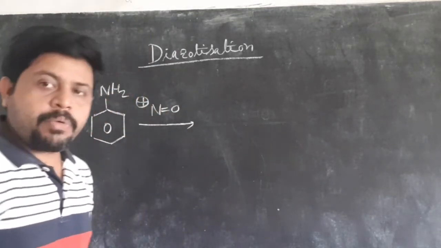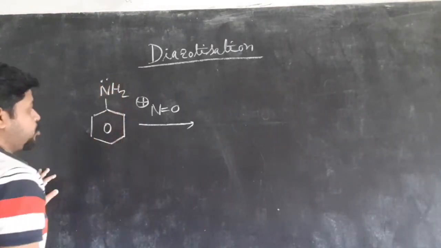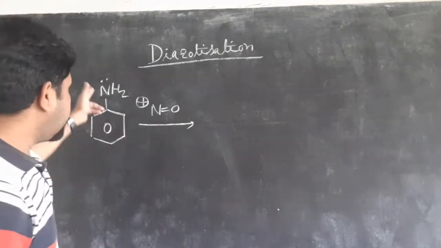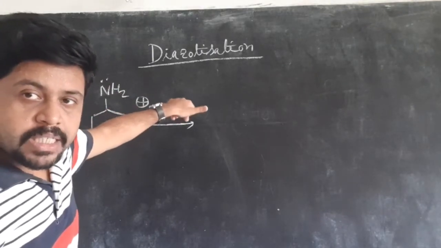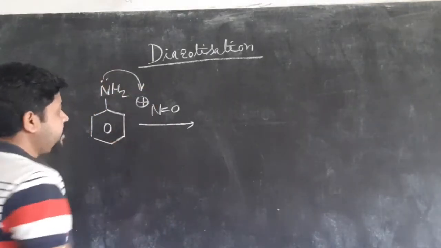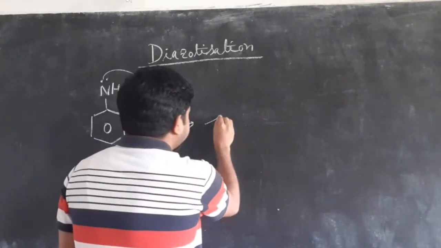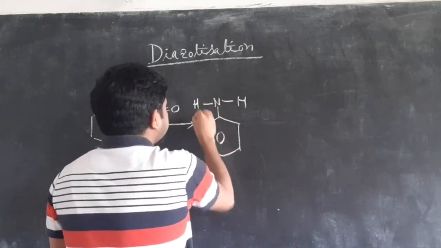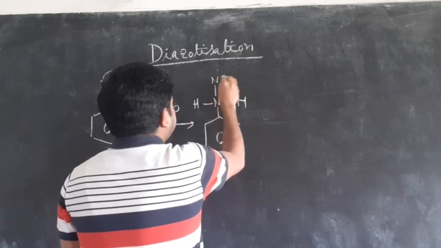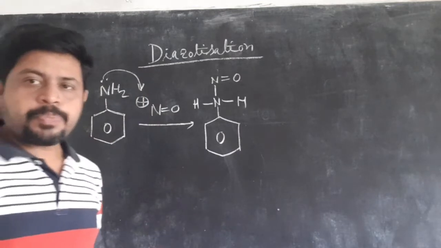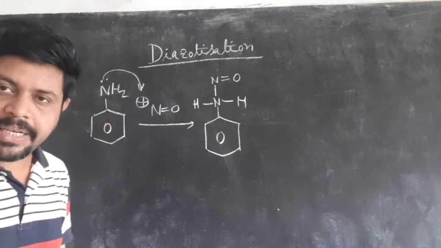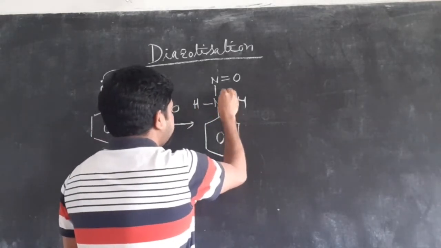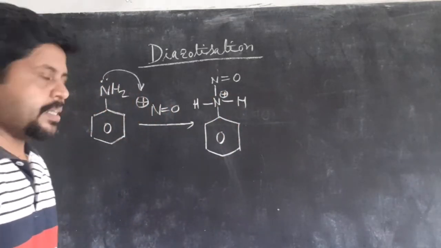What will happen? Everybody will know nitrogen has a lone pair of electrons, and in this NO+ the nitrogen is positive, electron deficient. So definitely this lone pair will be donated towards this nitrogen plus. Clear? So now what are we getting? We are getting benzene, nitrogen of aniline, H, and another nitrogen and double bonded oxygen. This is the structure after adding NO+ to the primary aromatic amine, and this nitrogen having 4 bonds should have a plus charge.